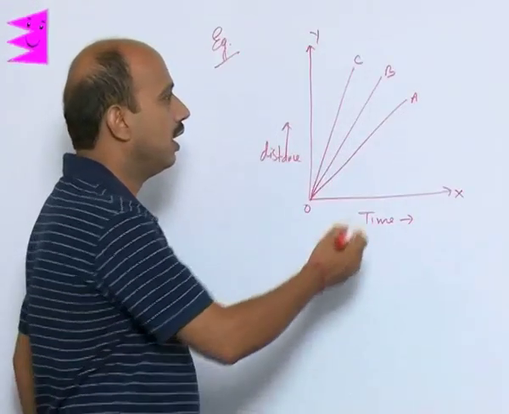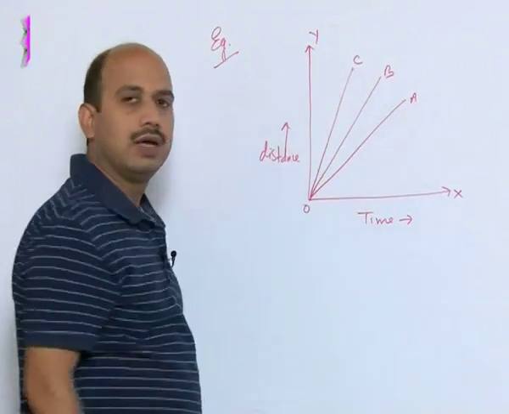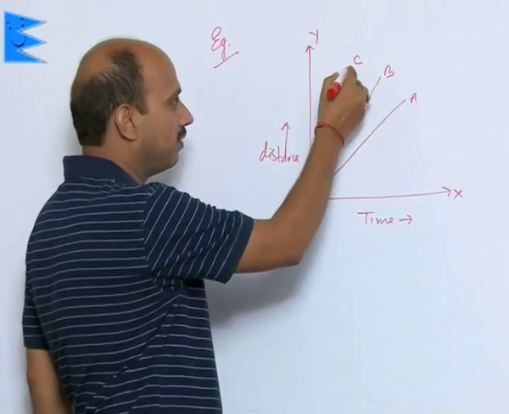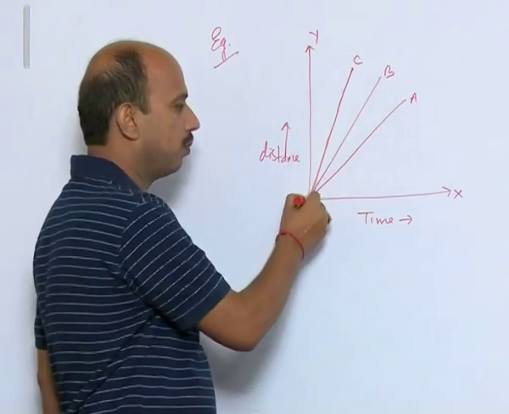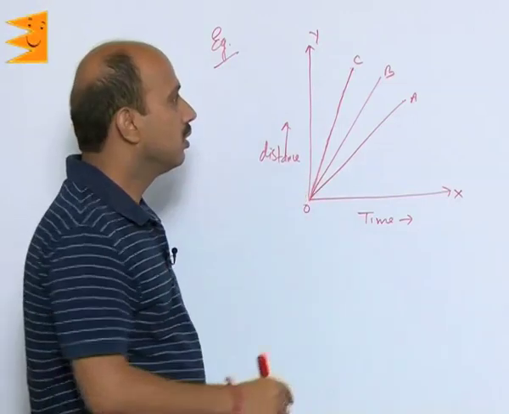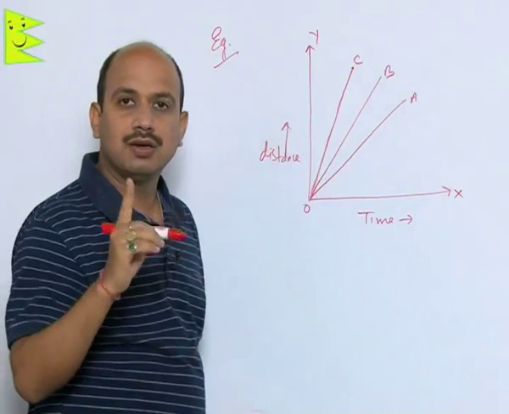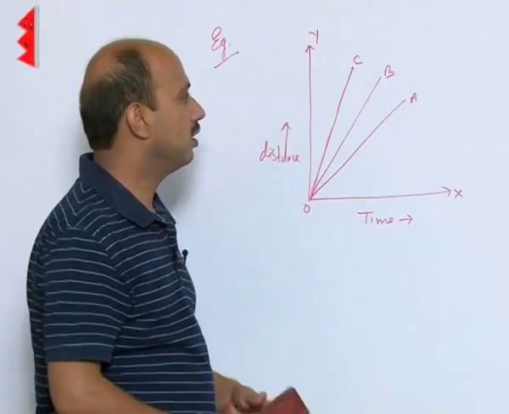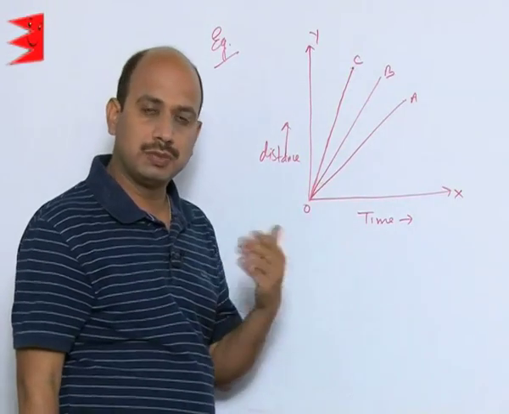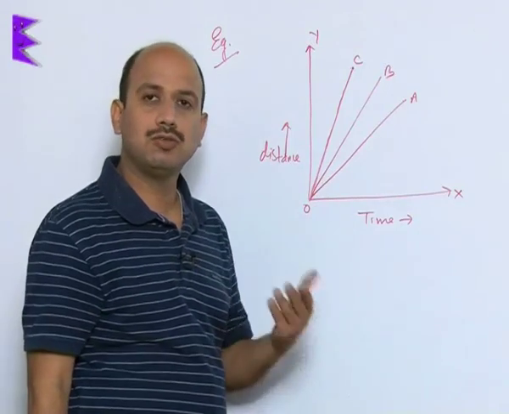So, see here there are three graphs, 1, 2 and 3. In the graph itself it is visible that graph C has the highest slope. So, the object which graph C is representing has greater speed. So, just by seeing the slopes we can tell which object has greater speed and which object has slow speed.